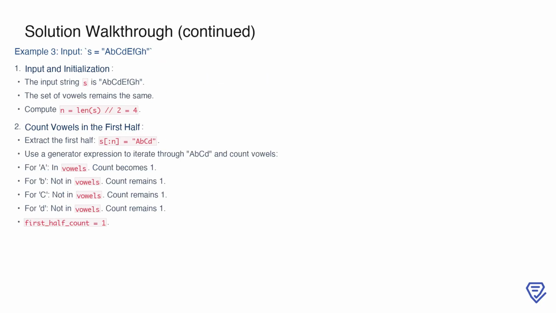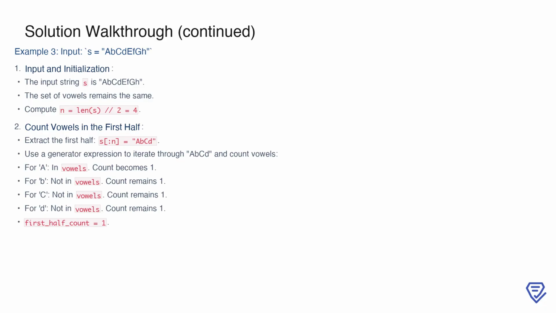Here, the input string is ABCDEFGH. We still use the same set of vowels and calculate n as 4, which splits the string into ABCD and EFGH. For the first half, ABCD, we count the vowels using a generator expression.